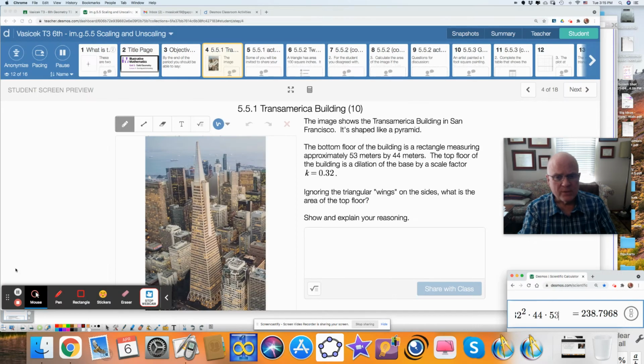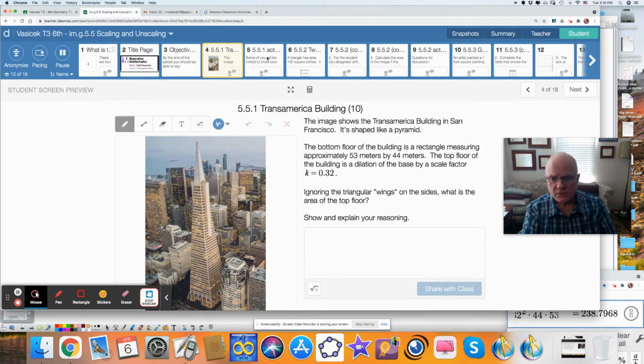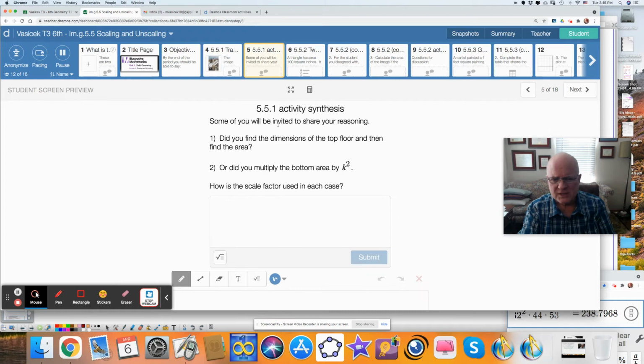So we go to the next section. On the question on page 5, it says, did you find the dimensions of the top floor and then multiply to get the area? Or did you multiply the bottom area by k squared? Both of these cases work. These are two different ways of solving the same problem.